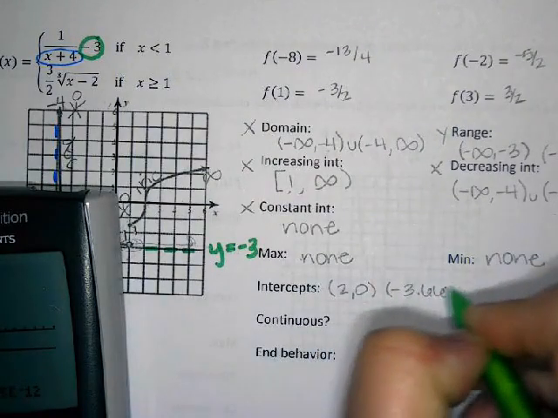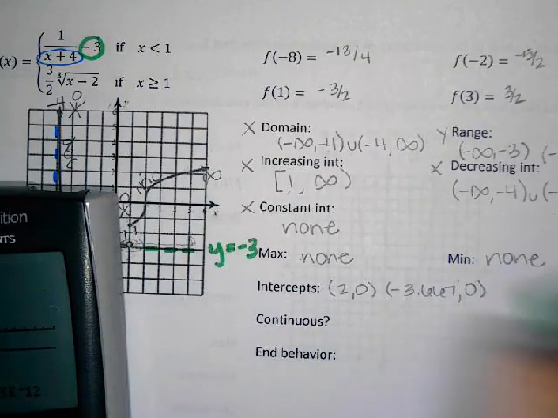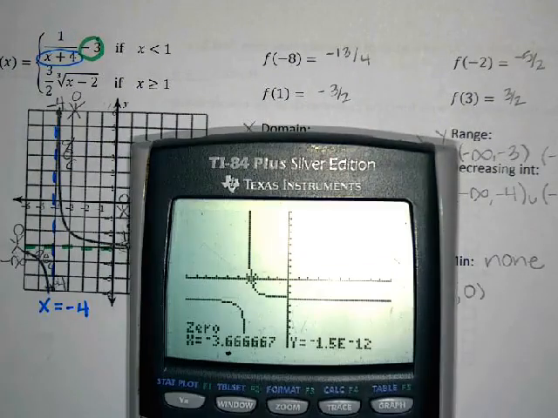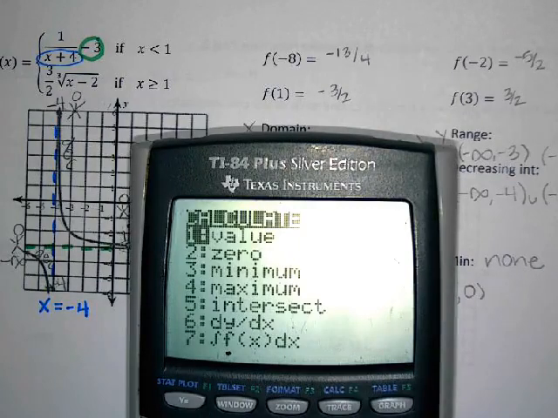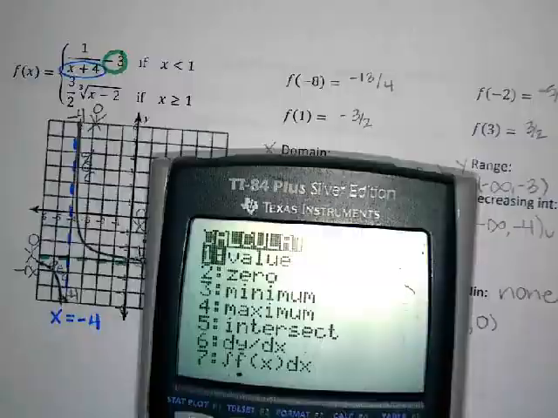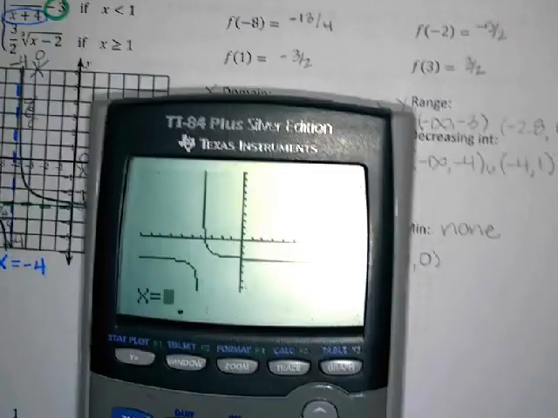And then what do we do to find the y-intercept? Second trace number 1, plug in 0. (0, -11/4).